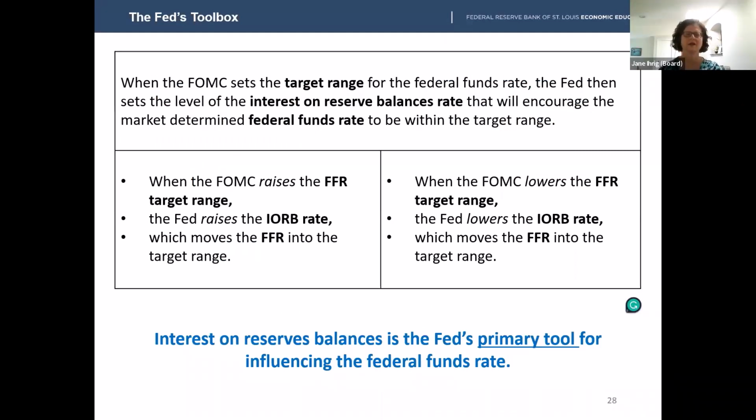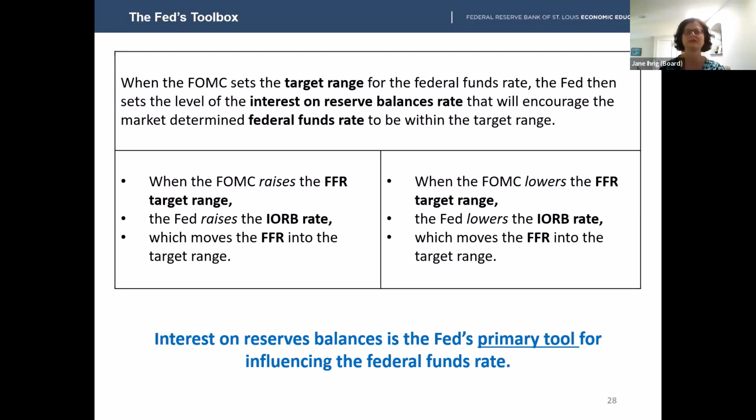Thanks, Scott. I saw a couple of comments asking who's setting the interest on reserve balance rate. And just to remind everyone, it's an administered rate set by the Federal Reserve. Okay, so if you're a teacher and you need to teach what's happening in the ample reserve regime, here's a key summary slide of the material we've taught so far.